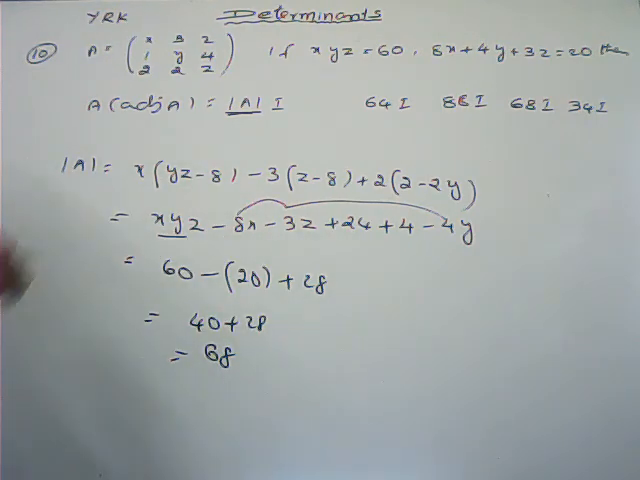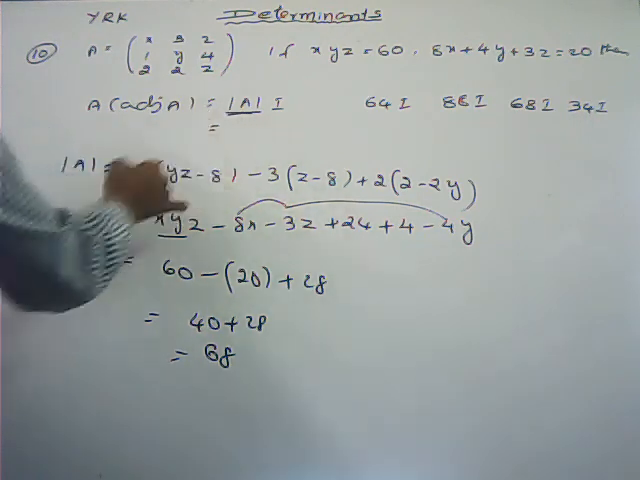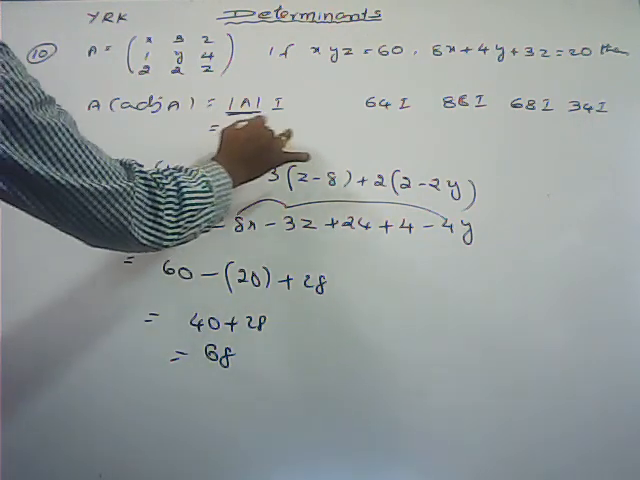So A into adjoint of A is equal to det A into I. Det A we got 68, so 68 into I.